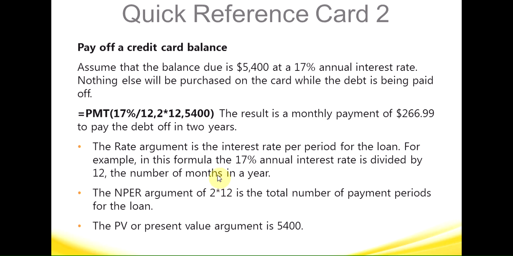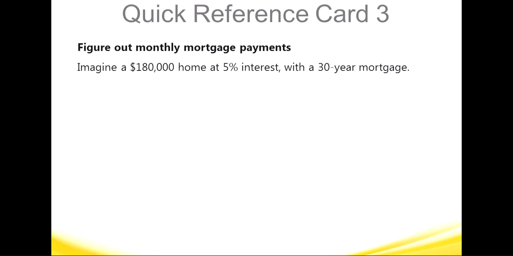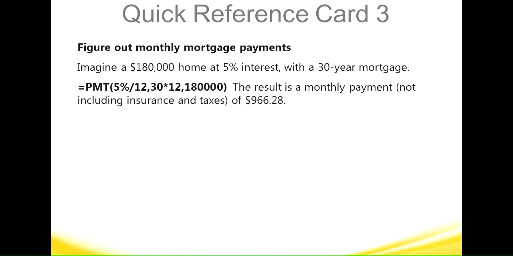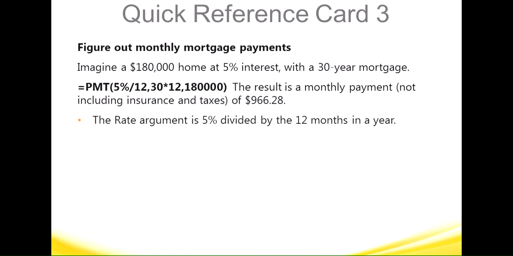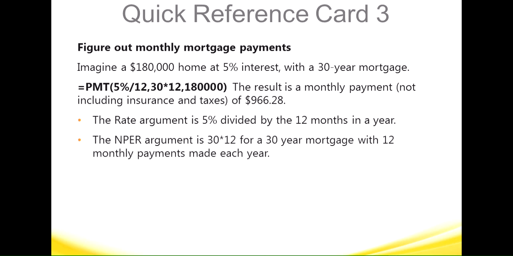We figured out the monthly mortgage payments on a house worth $180,000. We used the PMT formula again. The rate argument was 5% divided by 12. The NPER was 30 years times 12. The PV argument was the amount of the house at $180,000.